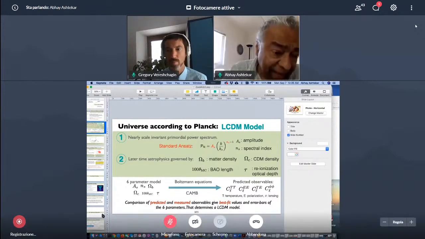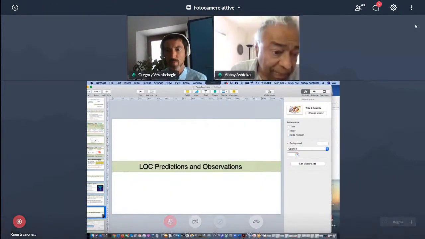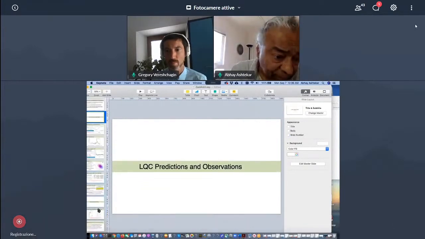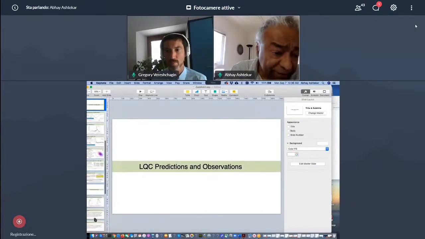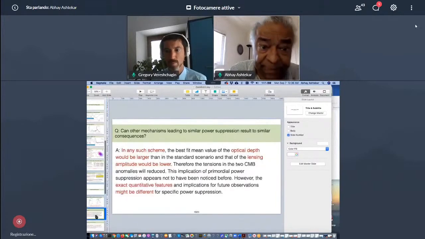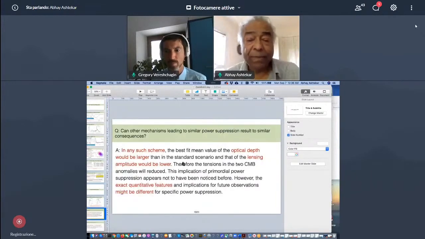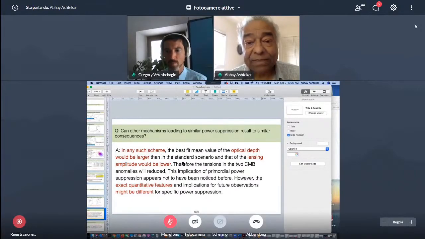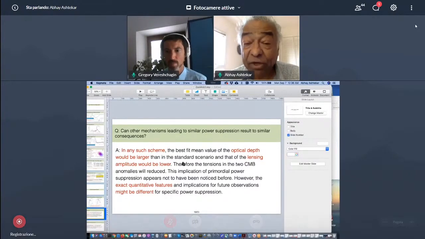However, there are actually certain features which are kind of generic features. If the bouncing models share these features, then the anomalies will be alleviated. If they don't share these features, then they will not be alleviated.